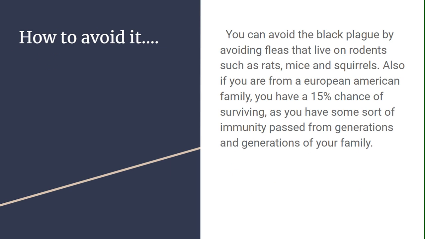How to avoid it. You can avoid the Black Plague by avoiding fleas that live on rodents such as rats, mice, and squirrels. Also, if you're from a European American family, you have a 15% chance of surviving, as you have some sort of immunity passed from generations and generations of your family.